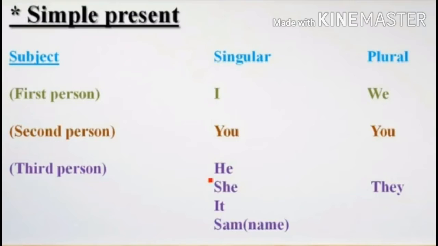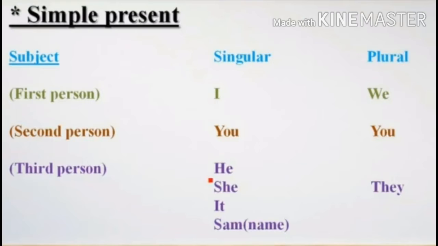First person, I and we. Second person, you. Coming to third person, he, she, it, they. And coming to he, she, it, we can write any names: a boy's name, a girl's name, an animal's name, or anything's name. So they all come under the third person and they plural.